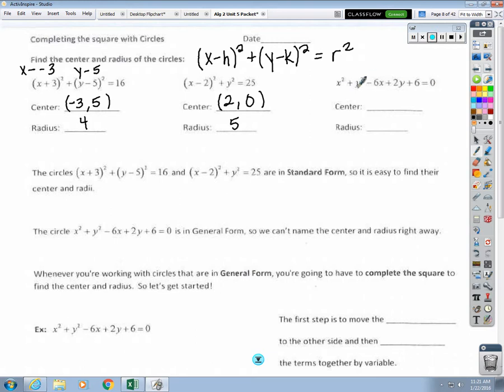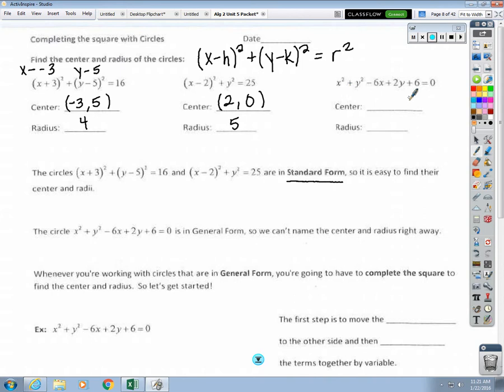Does this look like something we can pull the center and the radius from? Backwards. Right. We're going to have to use completing the square, and we're going to change it from this form to this form. Once we get it in this form, identifying the center and the radius is easy. But we have to get it to this form. Now, the first two problems we worked today, this one and this one, they just rewrote them down here. They are in standard form, so it's easy to find their center and their radius.